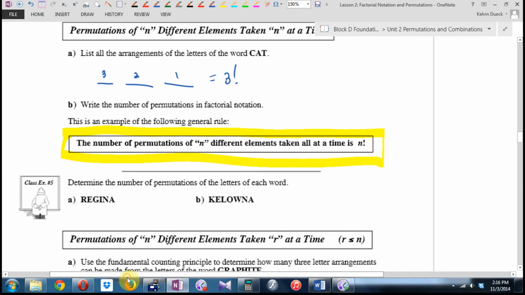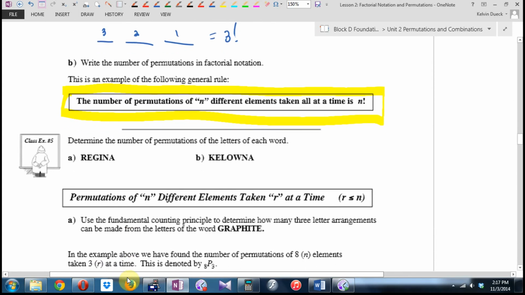By the way, one of our fallbacks is going to be words, because with a bit of cleverness, I can turn many questions into a word. How many different permutations are there of the letters of the word Regina? How many letters are there? Am I picking all of them? Yep. So it's going to be, which is what? 720.